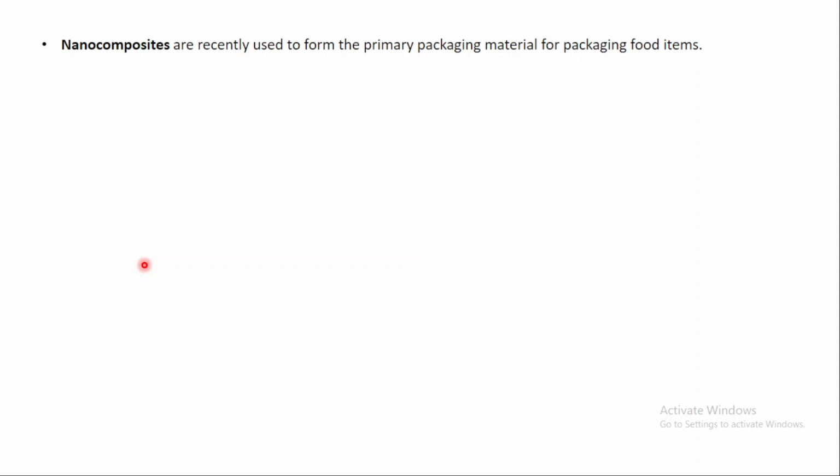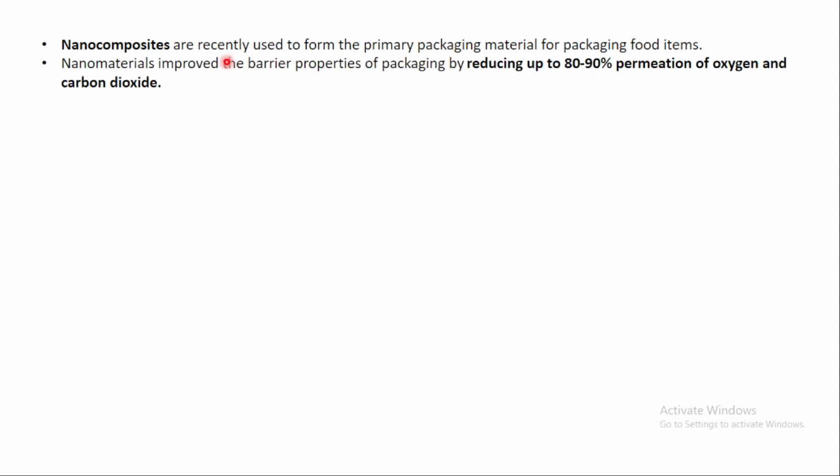So let me introduce you to a special kind of nanomaterial called nanocomposites. These nanocomposites were dealt with in the types and classification of nanomaterials as early as the week 1 or week 2 lectures. Nanocomposites are nanomaterials having multiple properties of different nanomaterials. So nanocomposites are recently used to form the primary packaging material for packaging food items. And why is it so?